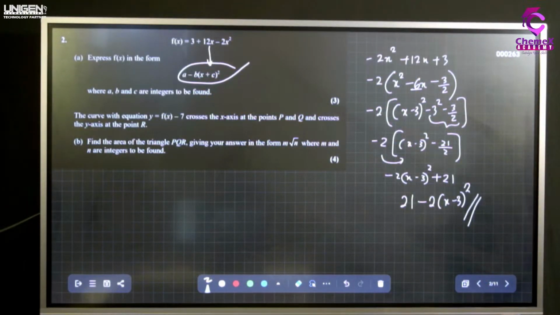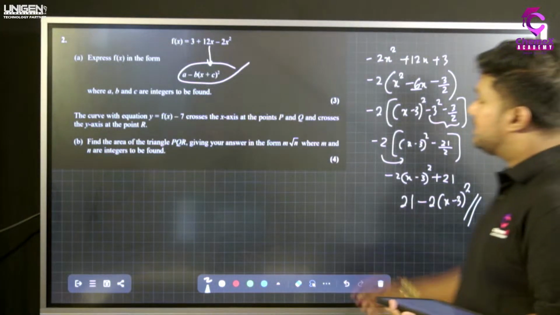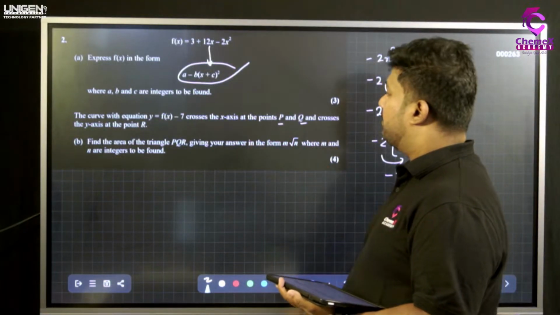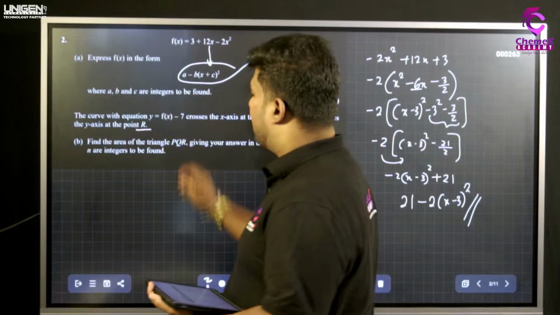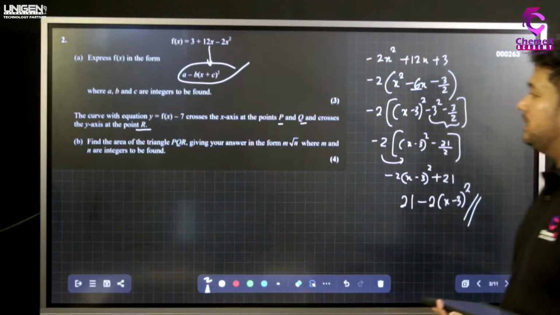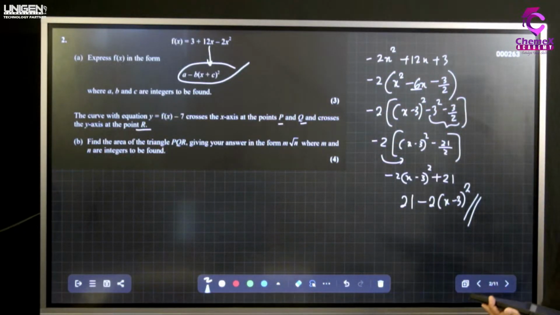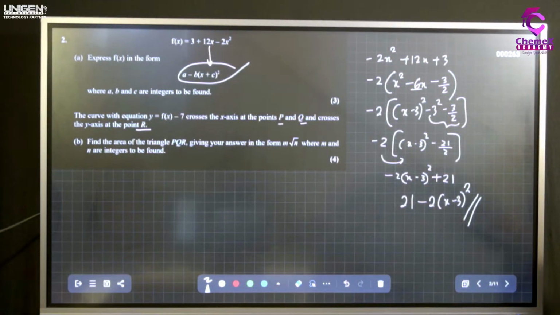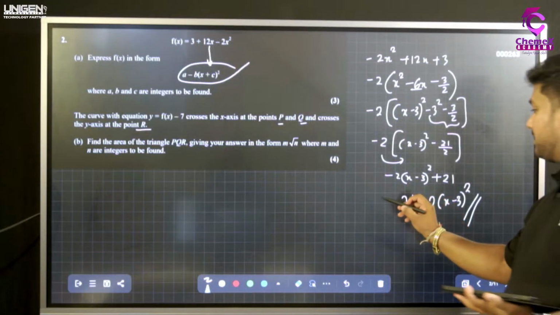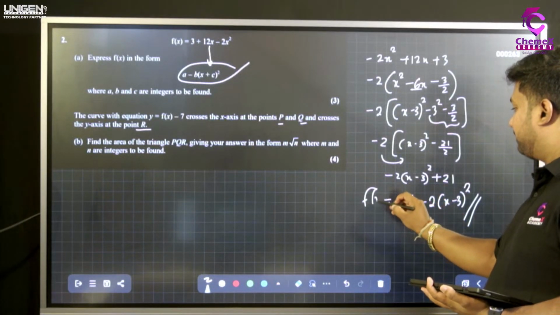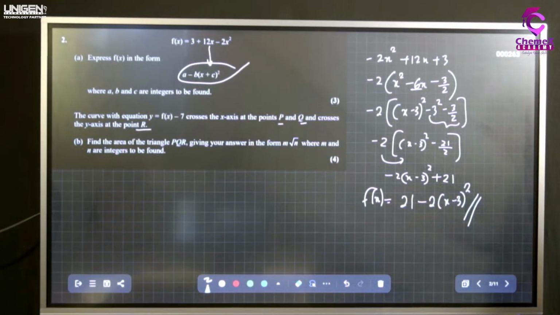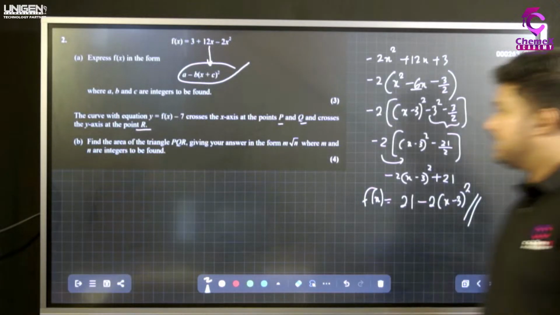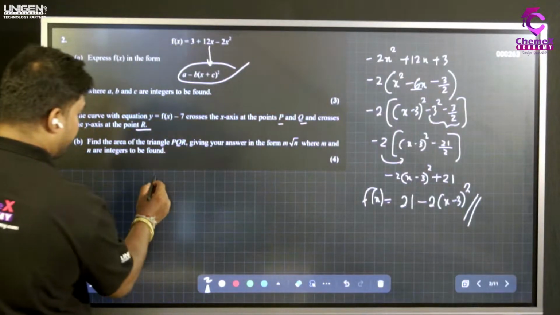Next, the curve with the equation y equals f(x) minus 7 crosses the x-axis at P and Q and the y-axis at R. Find the area of PQR. Okay, f(x) minus 7. How do you find it? Since you know this is f(x), if it is f(x) minus 7, what's the equation going to be?